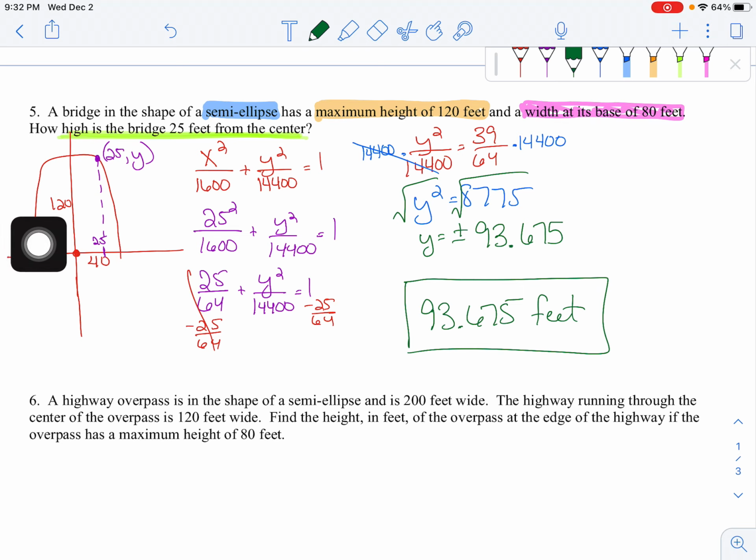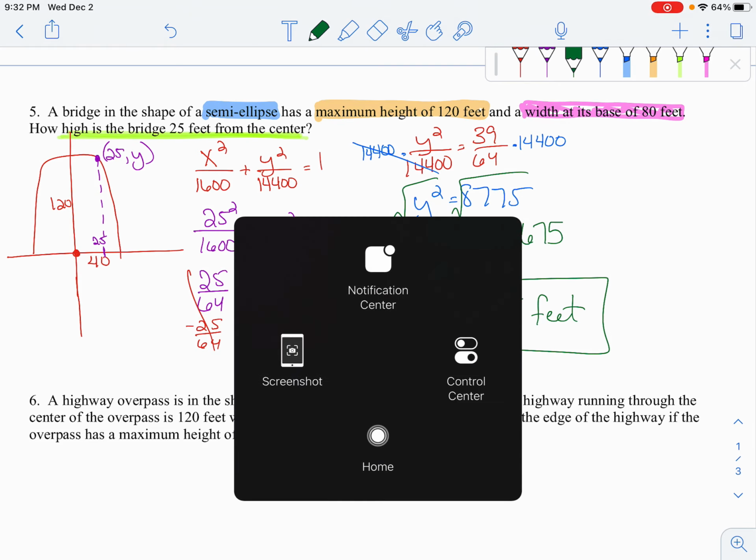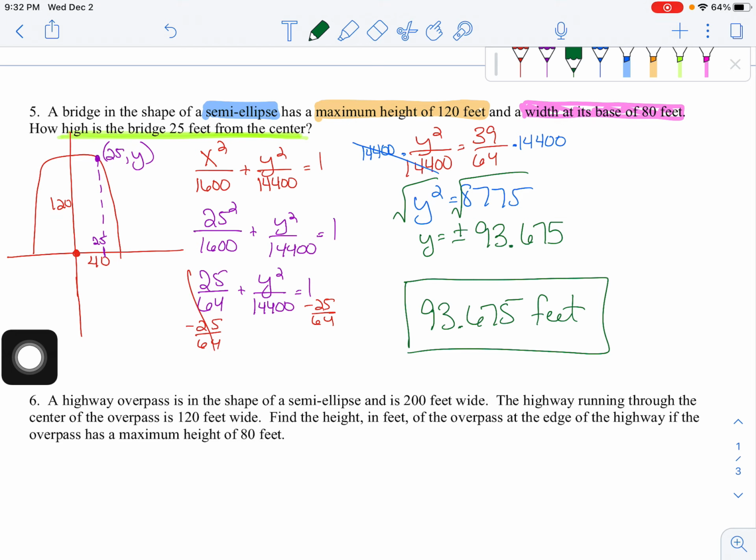Quick check, does our answer make sense? If the highest height is 120, yeah, this actually does make sense. It's an ellipse. It takes a while for the ellipse to really start losing height. So even though we're 25 units from the origin, yeah, it makes sense.